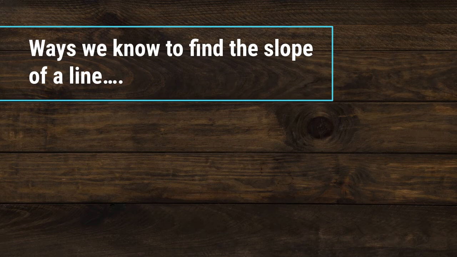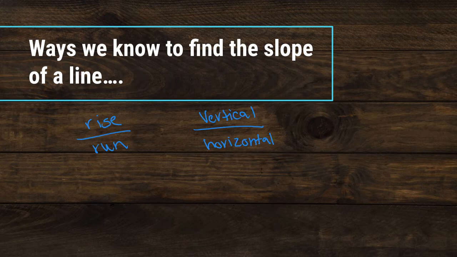So first, let's talk about the ways that we already know about how to find the slope of a line. We know that we can do rise over run. We know that we can do our vertical distance over our horizontal distance. And we know that we can do the change in our y coordinates over the change in our x coordinates. So now think about if we're going to use those.